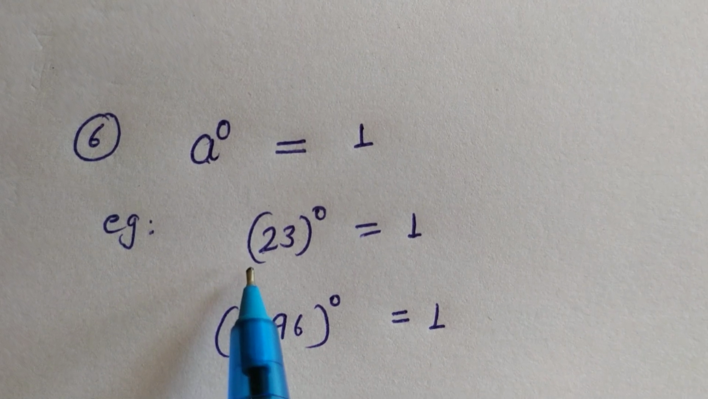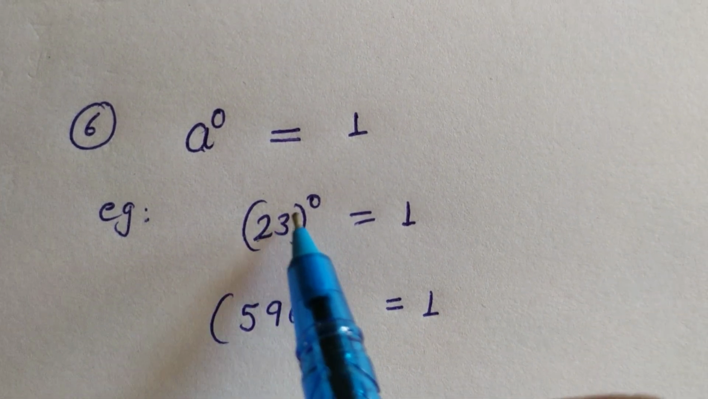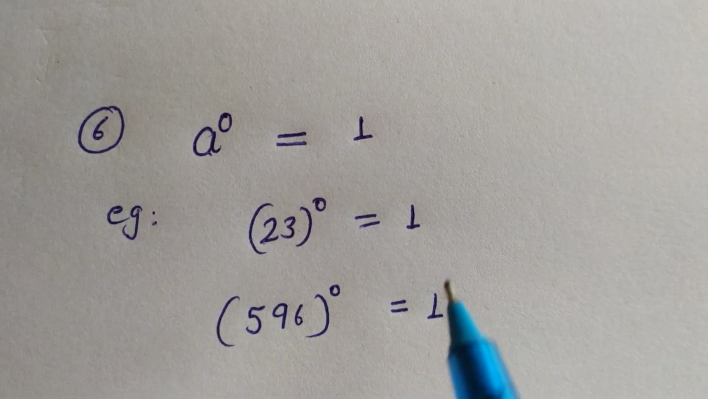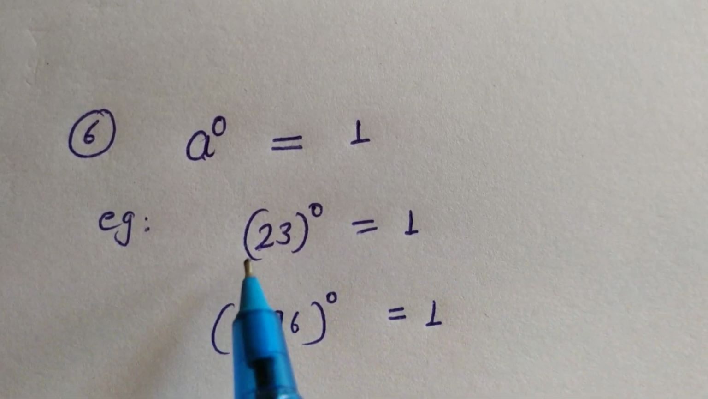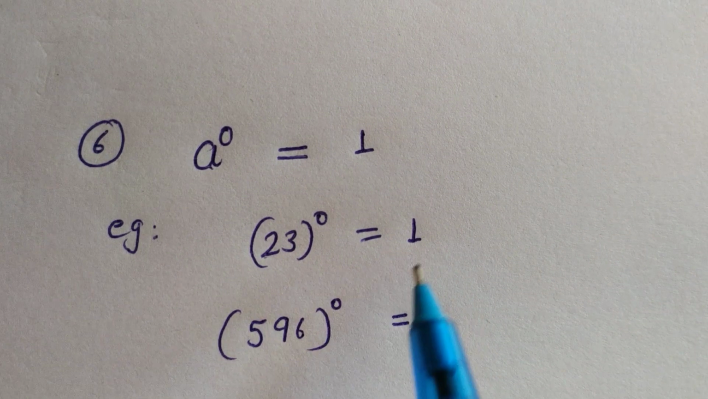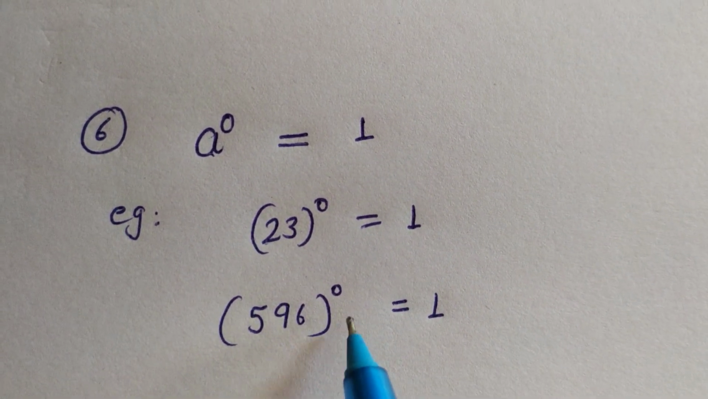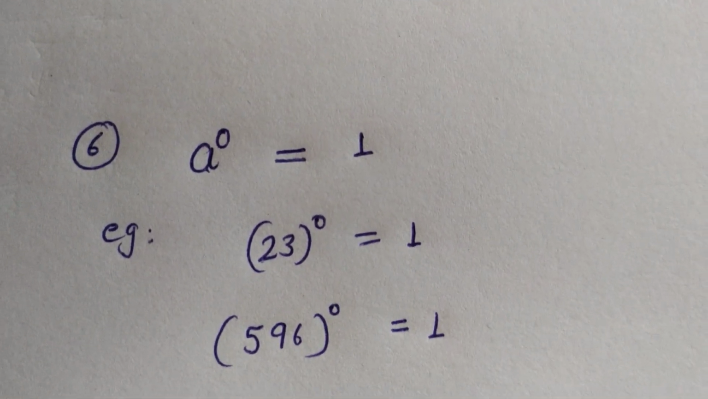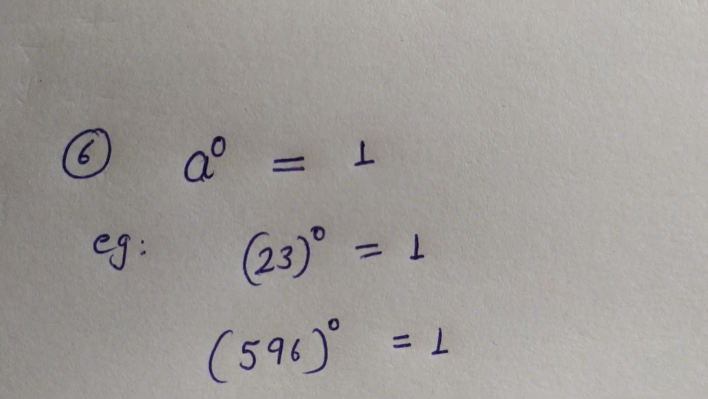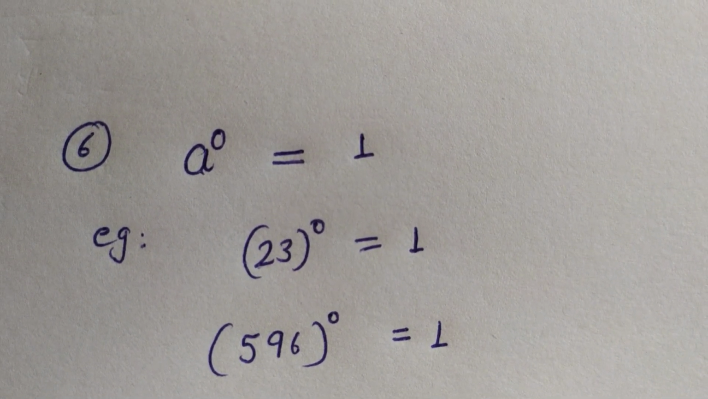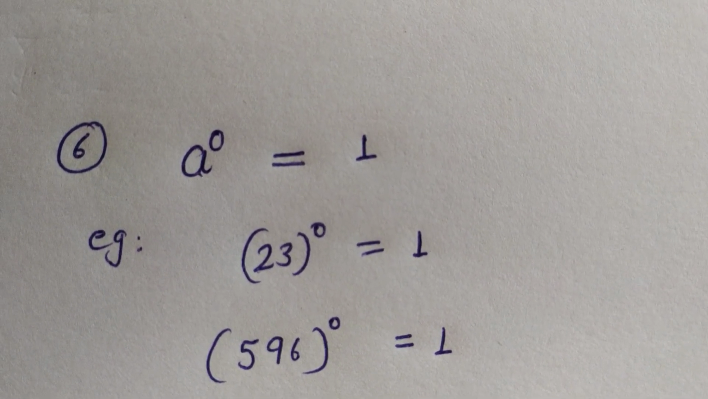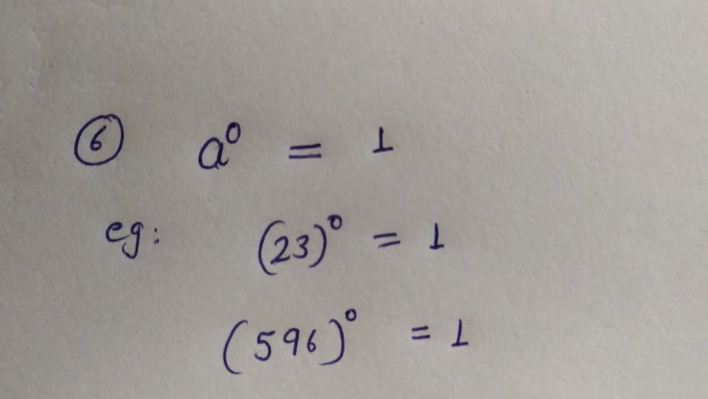Last rule is a to the power 0 is equal to 1. When we write any number raised to the power 0, then its value becomes 1. For example, 23 to the power 0 is 1. 596 to the power 0 is equal to 1. But in this case, the a should be a non-zero number. It is essential condition for this rule to be applicable.